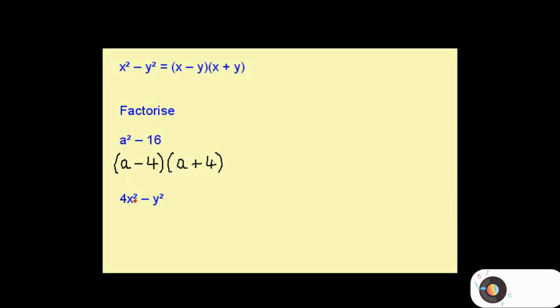This number here is the square of 2x, because 4 is the square of 2, and x squared is the square of x. This here is the square of y. So we've got 2x minus y and 2x plus y. You must be very careful to only use this factorising technique when you have a difference, in other words a minus sign. Don't do it if you've got an addition.